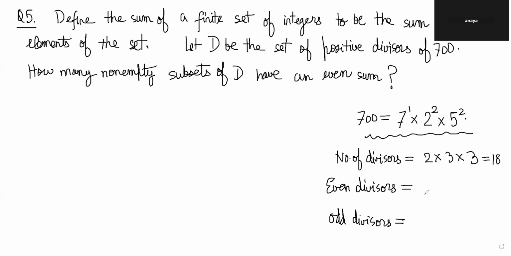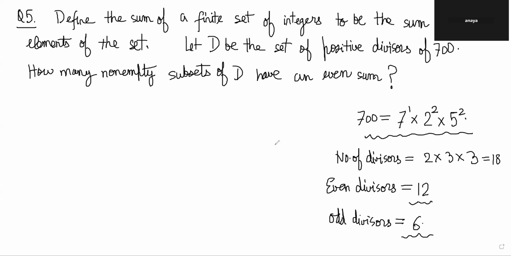Not so difficult to count even and odd divisors. For even divisors, you need the power of 2 to be what? I got 12 even divisors. And you need the power of 2 to be 1 or more. The number of even divisors is 12. The number of odd divisors is 6.